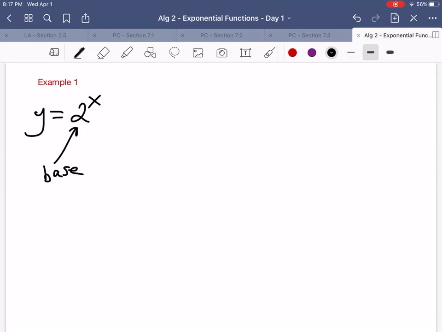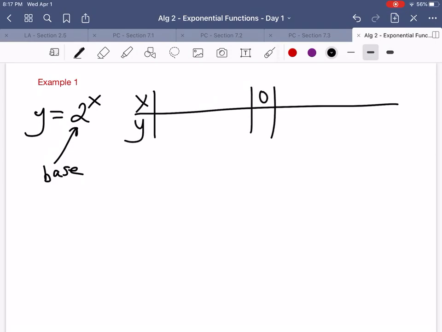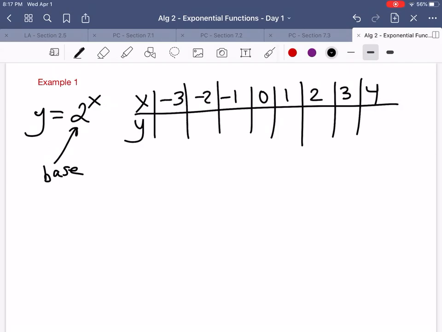Let's start off like we would in Algebra 1 by making a table of x's and y's. I'm going to have 0 in the center right here and do 1, 2, 3, and 4. Then we'll go backwards and do -1, -2, and just -3. Let's start with 0. If I plug 0 into my problem, I would have 2 to the 0 power. Remember 2 to the 0, that's 1. And then I would plug in a 1, so 2 to the 1.